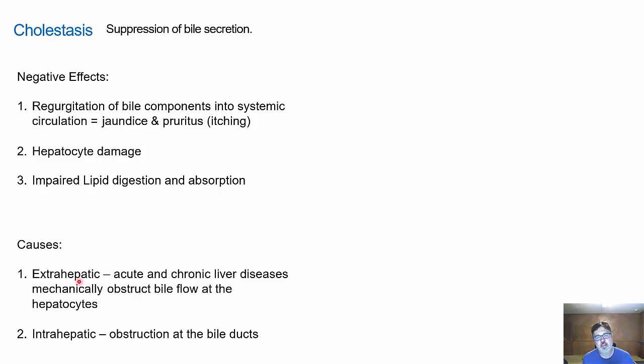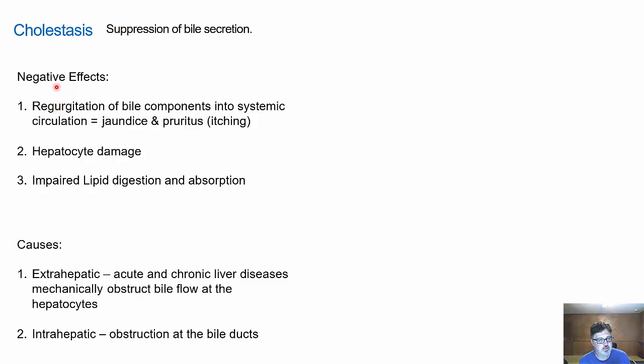Now, when the bile cannot be released from the biliary tree, this is what we call cholestasis. Cholestasis simply means the bile stops flowing like it should. So it's not the same thing as a gallstone, or it could be a gallstone, but it's just the blockage. And there are several things that can cause this. So a couple things to keep in mind.